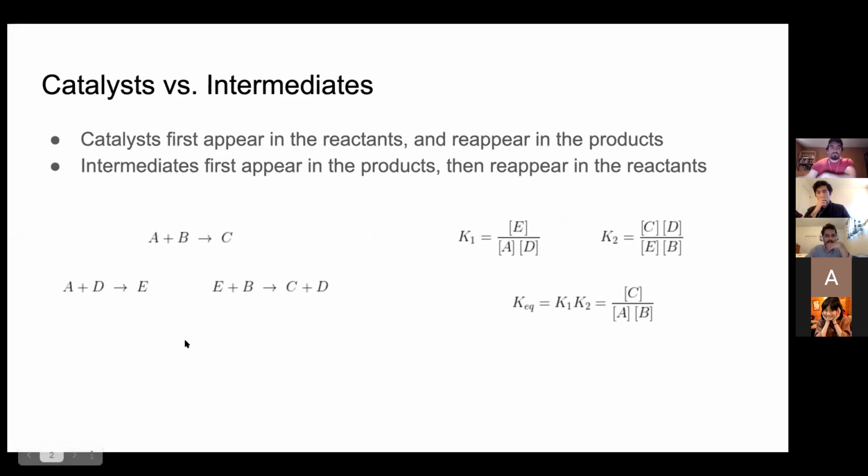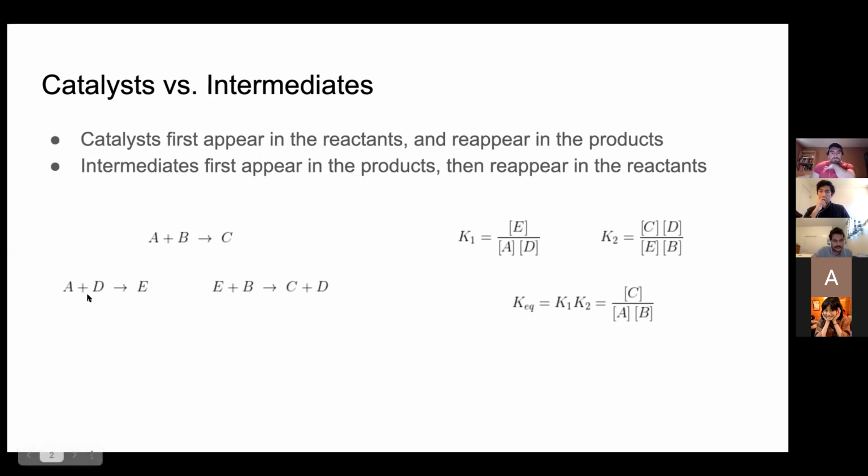In terms of these equations, catalysts don't appear in the net reaction, right? Normally we just write them above the arrow up here, but they will appear if we break this net equation into its separate half reactions. We can see that catalysts will first appear in the reactants and reappear in the products. Intermediates also won't appear in the net reaction, and they'll do the opposite of catalysts: first appear in the products, then the reactants.